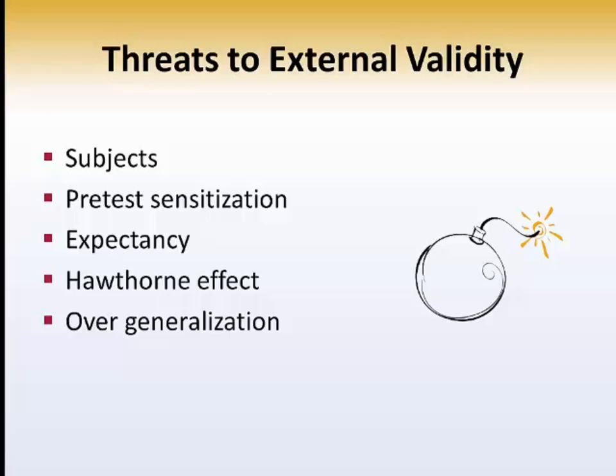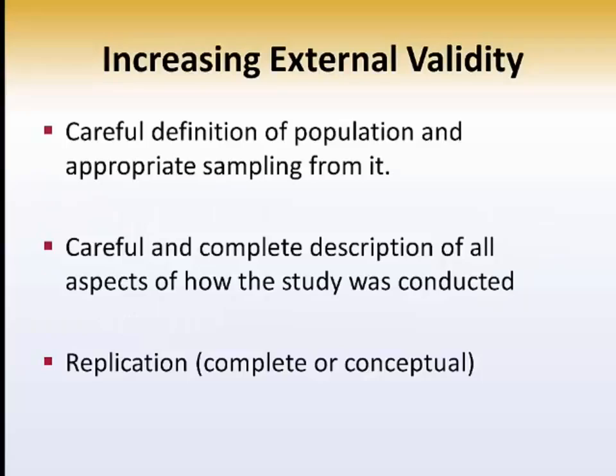Now, we can increase external validity by being very careful about our definition of our population and by sampling appropriately from that population. Also by being very careful in the description of all the aspects with which the study was conducted. For example, what was the exact treatment that was used, what equipment was used, what modalities, if there were any, that were used, and define these completely enough that somebody else could replicate them.